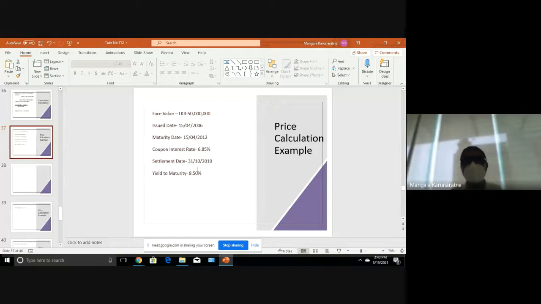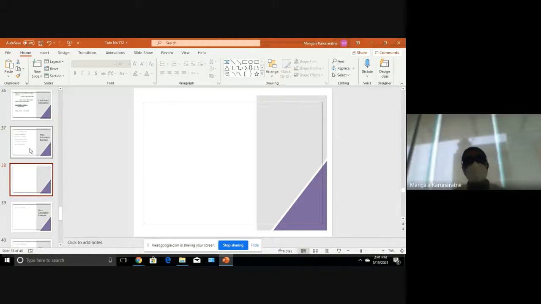Now, using this NPV formula, if we want to calculate the price, what should we know? We need to know a few things. The bond will give its attributes to us: the issue date, maturity date, and coupon rate. Those are the bond attributes, and we decide the face value we are trading, and the seller and the buyer will decide the yield to maturity, which is 8.5.